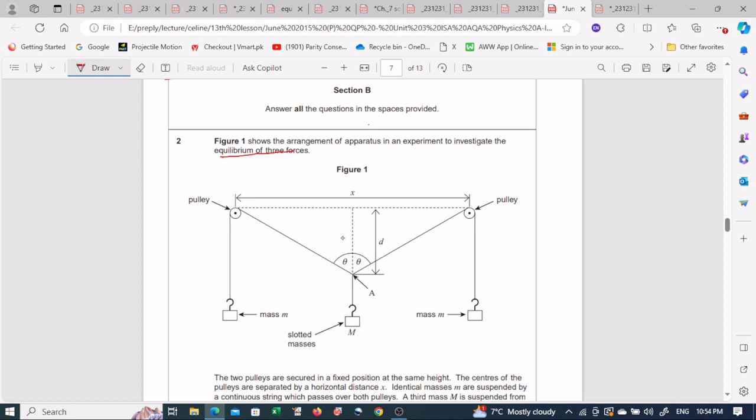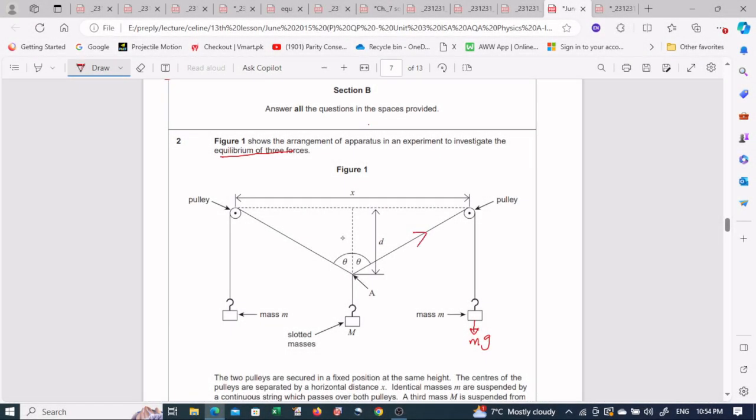The side masses are equal to m, both equal in magnitude of small m. The force that is acting downward is equal to mg. Similarly, the force mg is acting on this side here. This mass is small m, so this force is also equal to mg.